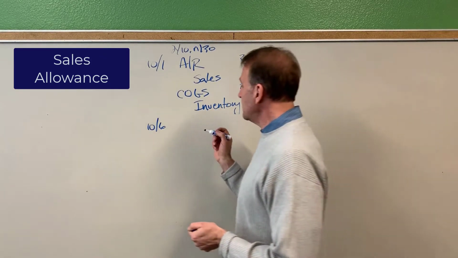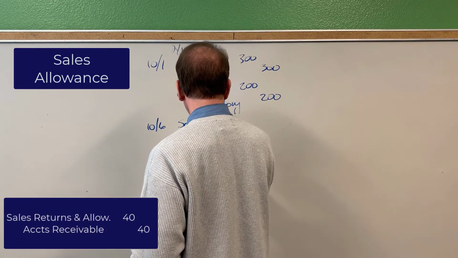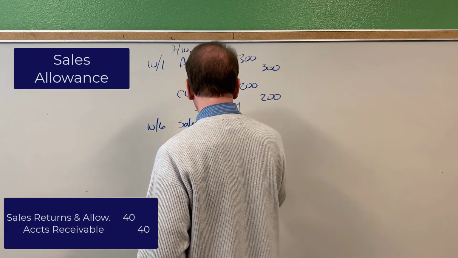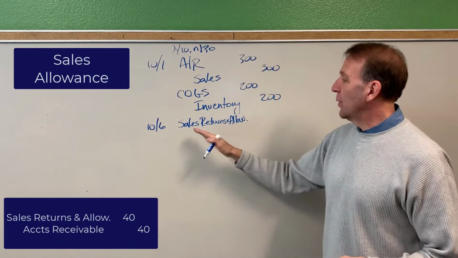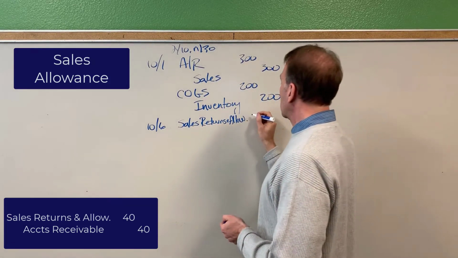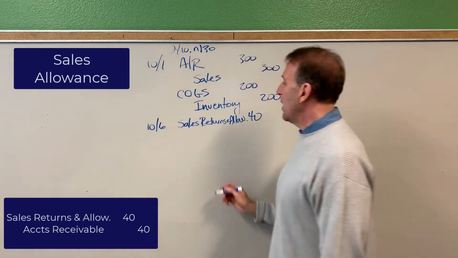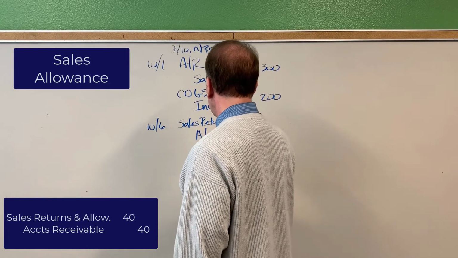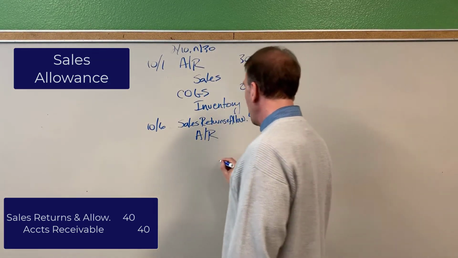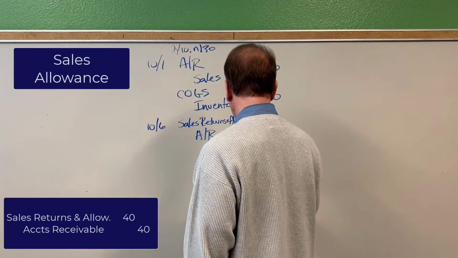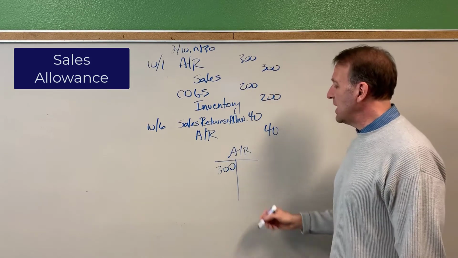Well, this journal entry will look kind of similar to the last one in that we'll use sales returns and allowances. This isn't a return, but remember it's returns and allowances. So we're going to debit sales returns and allowances for that reduction, $40, and then we're going to credit accounts receivable, $40.